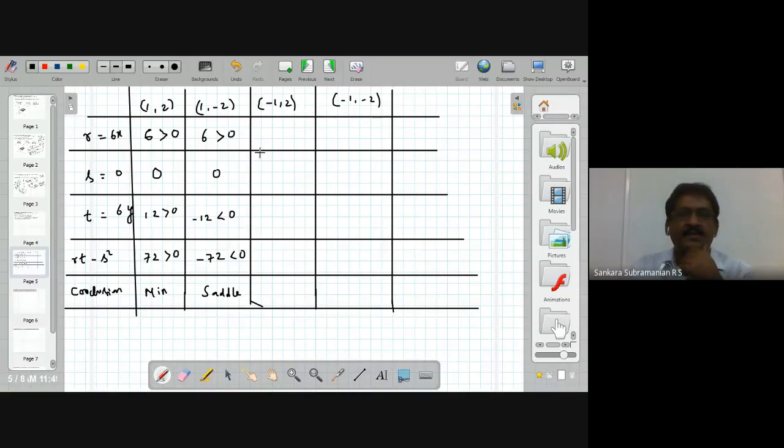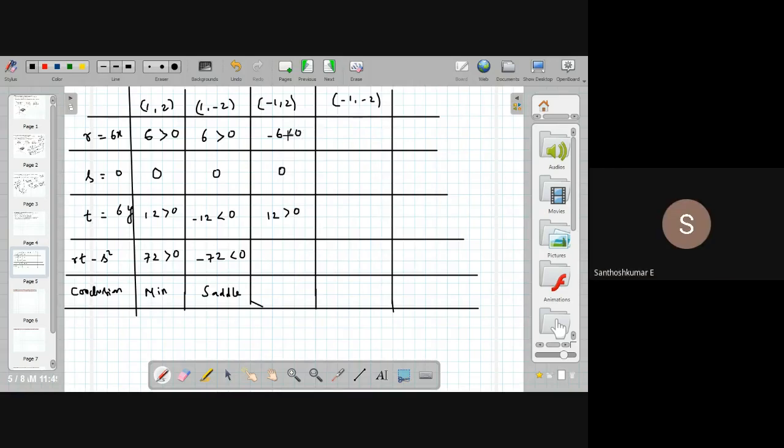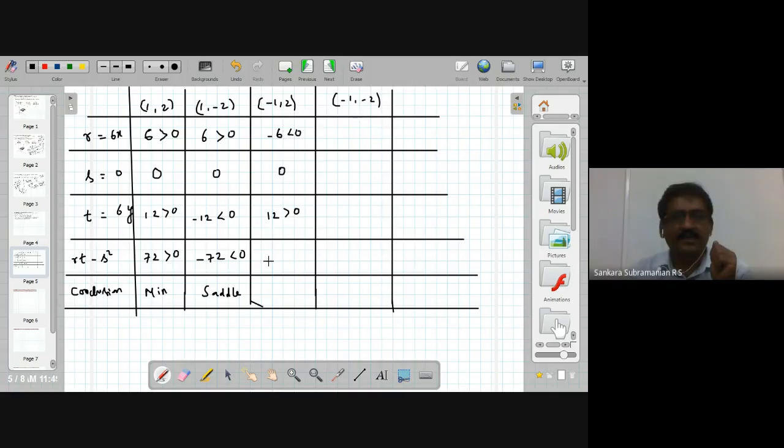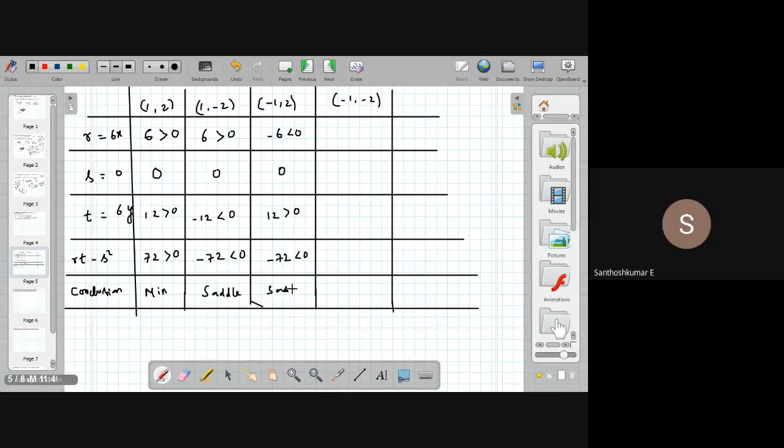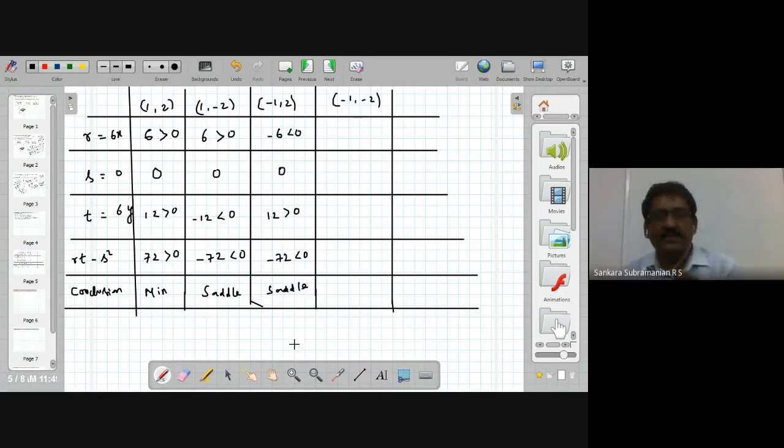Okay, now let us go for minus 1, 2. If x is equal to minus 1, this R value becomes minus 6, less than 0. S is always 0. T is plus 12, greater than 0. R into T is minus 72, which is less than 0. So this is also a saddle point.